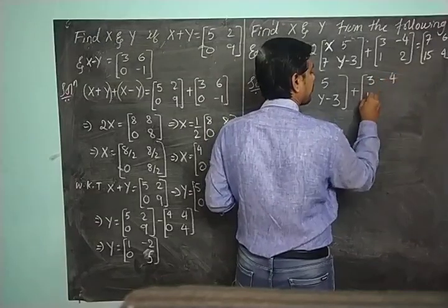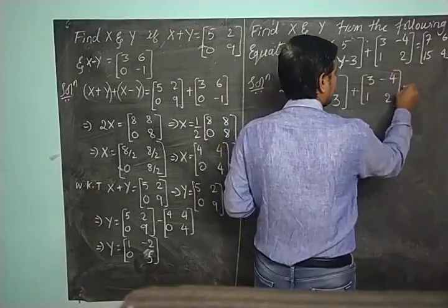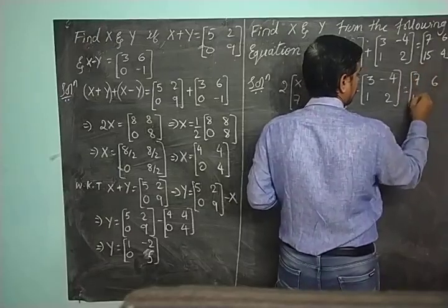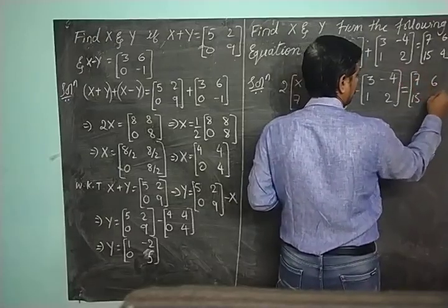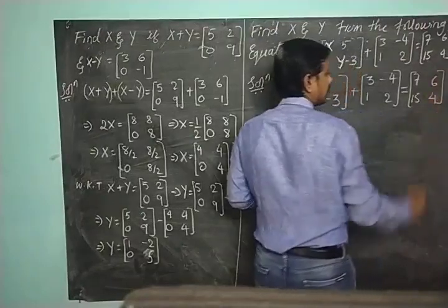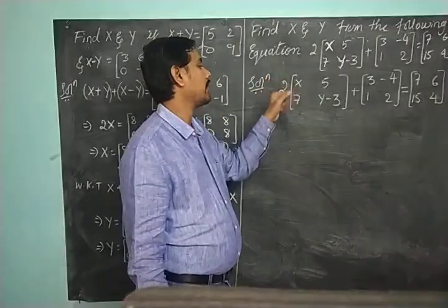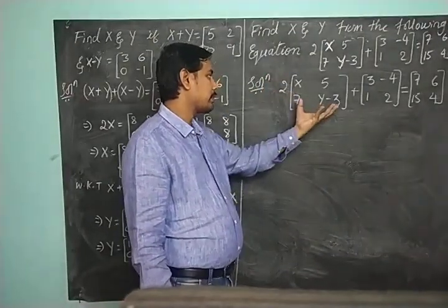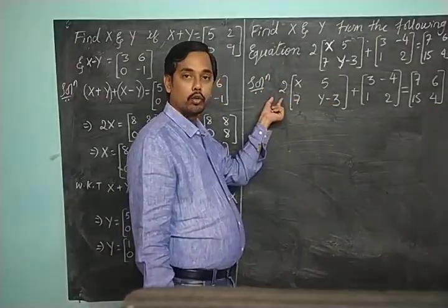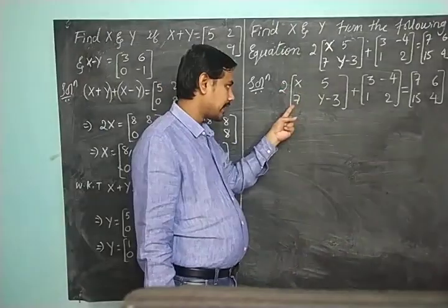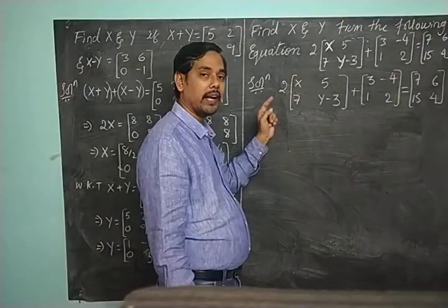Write down the given equation as it is. This is the given equation. Now we need to simplify this equation to get the value of x and y. This particular matrix is multiplied by 2, so 2 is a scalar multiplied to the matrix. What is the rule? Each and every element inside this matrix will get multiplied by 2.